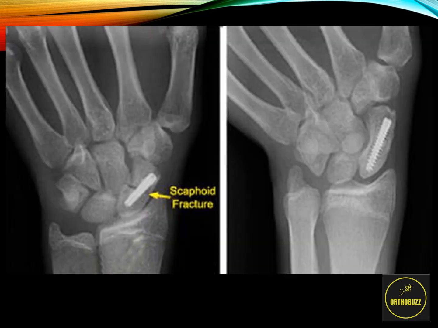As I said, there's many different ways to treat scaphoid fractures, and this is an example. This is a percutaneous screw fixation of the scaphoid. It can be placed in a cast for 6 weeks, depending on the position and depending on various patient factors as well.